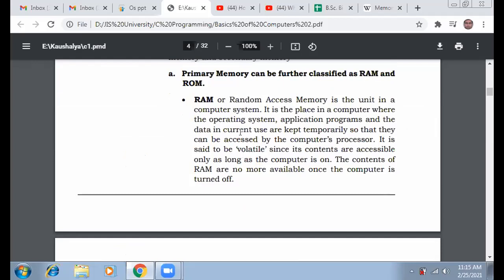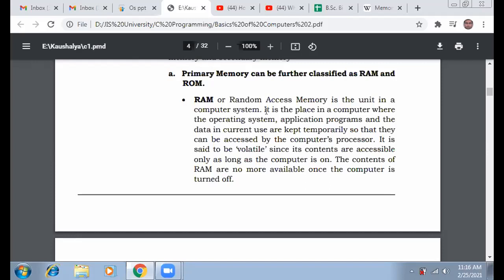Random access memory, RAM, is a volatile memory. That means the data is stored only as long as the computer system has power. If you switch off the power, all the data will be released or deleted from the memory. That's why it's called a volatile memory. But RAM is one of the fastest memories. Among primary, secondary, and tertiary memory, RAM is the fastest. That's why RAM is the most expensive memory compared to secondary and tertiary memory.